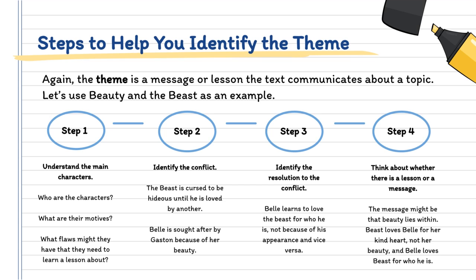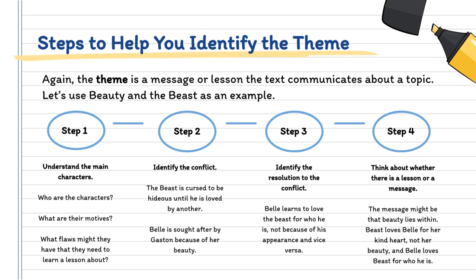So we're going to use Beauty and the Beast as an example. So step one, you want to understand who the main characters are. You want to ask yourself, who are the characters, what are their motives, and what flaws might they have that they need to learn a lesson about? So in our case, our characters are Belle, Gaston, and the Beast.